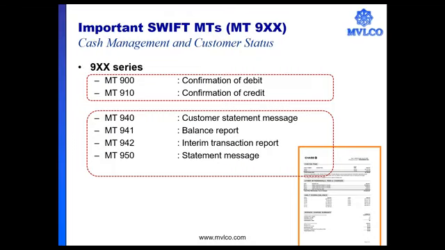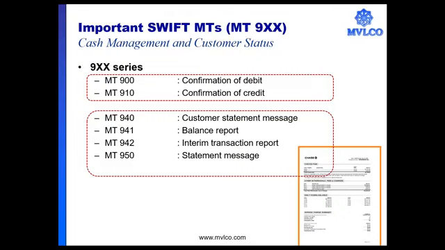And when Jumbo wants its statement to be delivered to some other party authorized by Jumbo company, in that case, the Gold Bank will send an MT940 to the other party which is authorized by the account owner. So these are the two types, MT940 and the MT950.